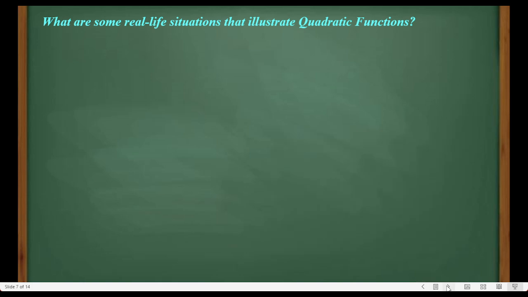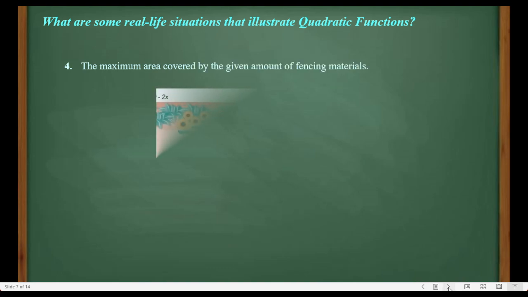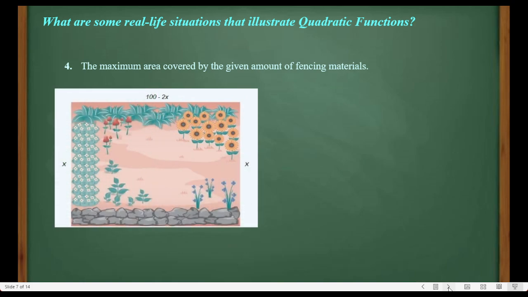Next, another one. The maximum area covered by the given amount of fencing materials. This is the drawing. The area covered by the fencing material, probably the fencing material is somewhere around here. And the area covered by this material is maximum.